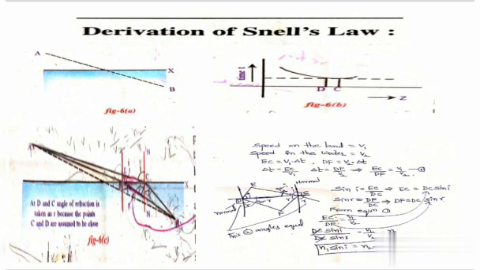Then what will come? DC sin I by DC sin R equal to V1 by V2. V1 by V2 is equal to, we know, N2 by N1. So DC gets cancelled. Then sin I by sin R equal to N2 by N1. Otherwise we can write N1 sin I is equal to N2 sin R.